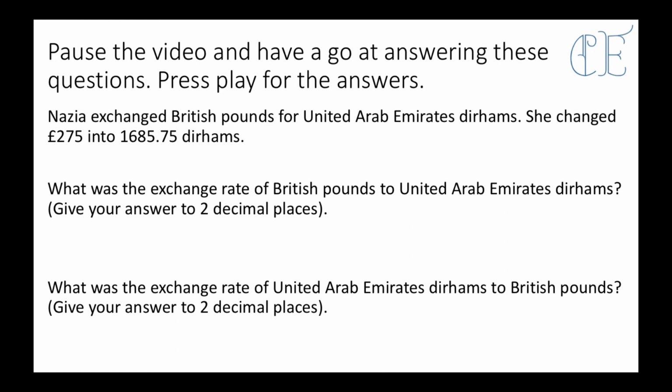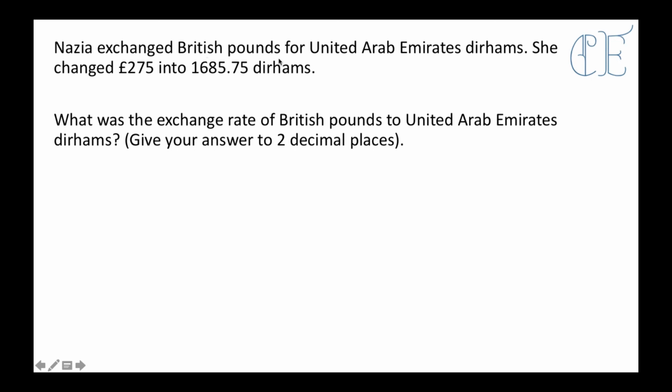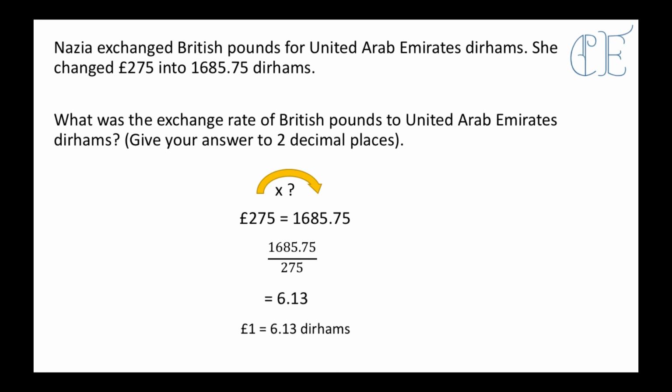Okay, if you paused the video and had a go, let's have a look at the question in more detail. Nazia exchanged British pounds for United Arab Emirates dirhams, and she changed £275 into 1,685.75 dirhams. What was the exchange rate of British pounds to United Arab Emirates dirhams? Give your answer to 2 decimal places. Okay, so I have my £275 and I have my 1,685.75 dirhams. I want to know what I multiply by to get there. So instead, I divide. 1,685.75 divided by 275 gives me 6.13. That tells me that £1 is equal to 6.13 dirhams.